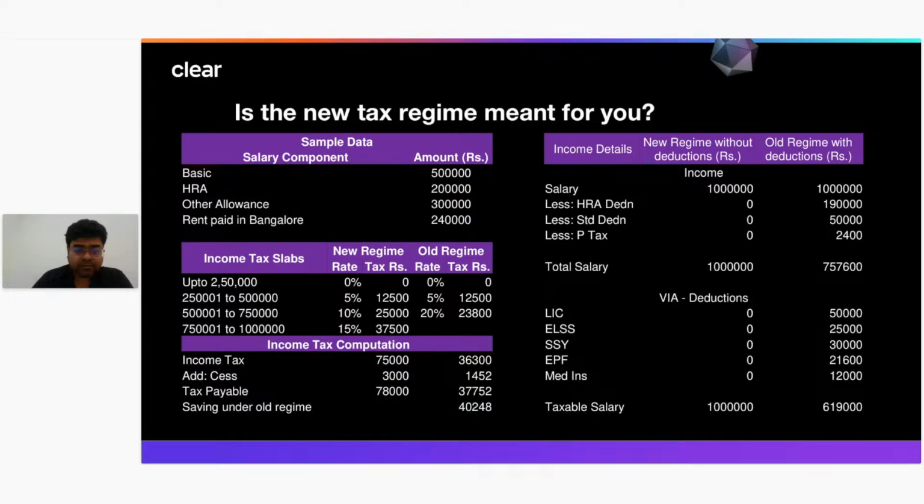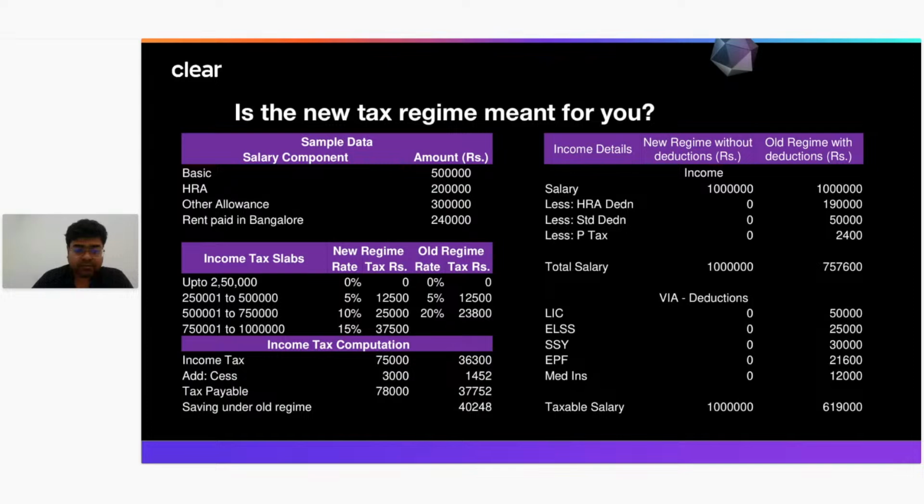Now, if we come to the old tax regime, again, up to 2,50,000 rupees, the rate of tax is nil. Therefore, no tax needs to be paid. From 2,50,000 to 5 lakh rupees, the rate of tax is 5%, which would be 12,500 rupees. And beyond 5 lakh rupees, there is an income of only 1,19,000 rupees, for which I need to pay tax at the rate of 20%, which would be 23,800 rupees. In total, the income tax would be 36,300 rupees.